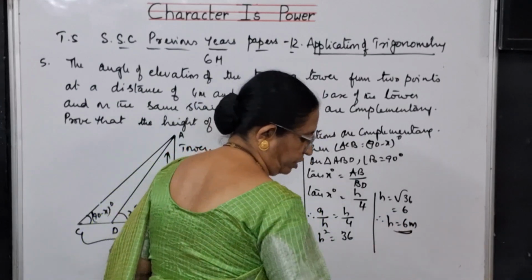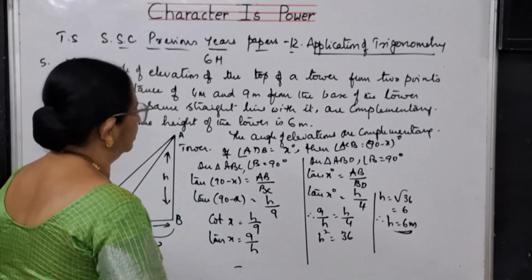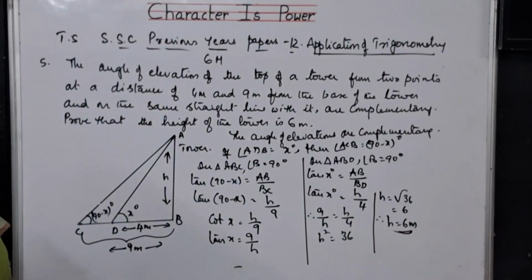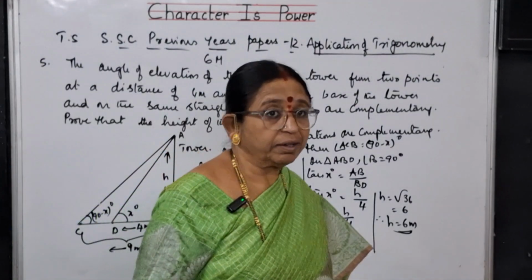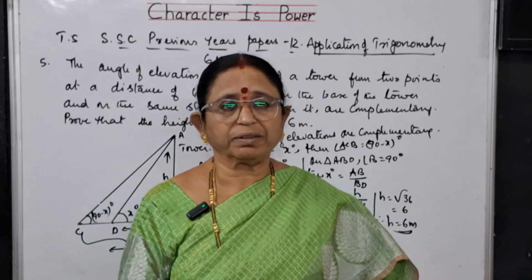We have proved it in this way. They have asked to prove that h is equal to 6 meters, and we have proved that height is equal to 6 meters. Please copy this, children. With this, I am going to conclude today's topic. In the next class, I will be doing next 6 mark sums.